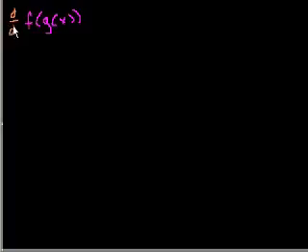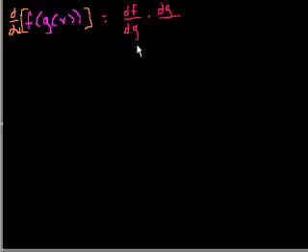That the derivative, and I changed colors really for no reason, just to change colors. Sometimes I do that. The derivative of f of g of x is equal to the rate at which f changes with respect to g. So that's df to dg, times the rate at which g changes with respect to x.